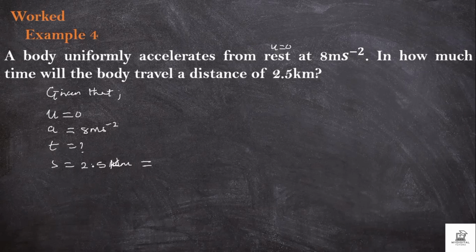So we have 2.5 kilometer converted to meter. That will be 2.5 multiplied by 1,000. That will give us 2,500 meter. Are we together? So having done this, from our three equations, which do you think is appropriate for this? The same thing S will be appropriate. We have S is equal to UT plus half AT squared.